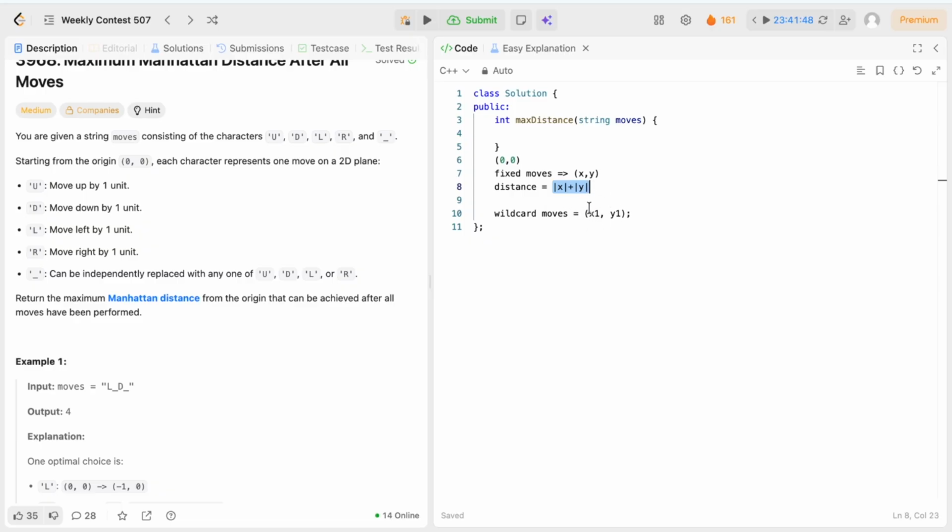So consider there are 5 moves. Now you see, I have to increase the distance. How are you going to increase the distance? How are you going to increase this value? The answer is simple. I will add 5 either in x or y.